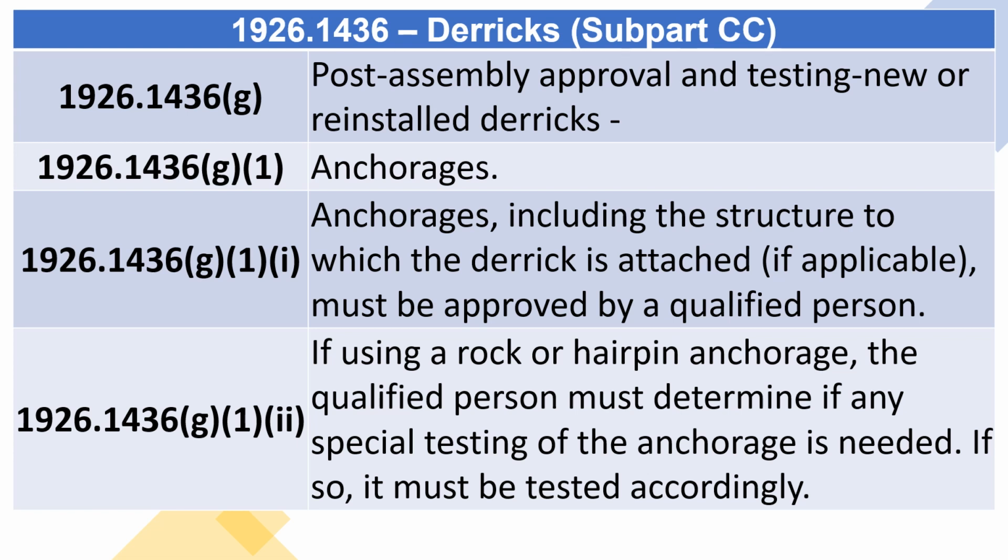1926.1436(g) Post-assembly approval and testing of new or reinstalled derricks. 1926.1436(g)(1) Anchorages. 1926.1436(g)(1)(i) and (g)(1)(ii): Anchorages, including the structure to which the derrick is attached, if applicable, must be approved by a qualified person. 1926.1436(g)(1)(ii): If using a rock or hairpin anchorage, the qualified person must determine if any special testing of the anchorage is needed. If so, it must be tested accordingly.